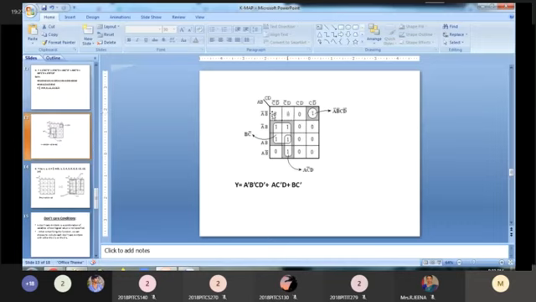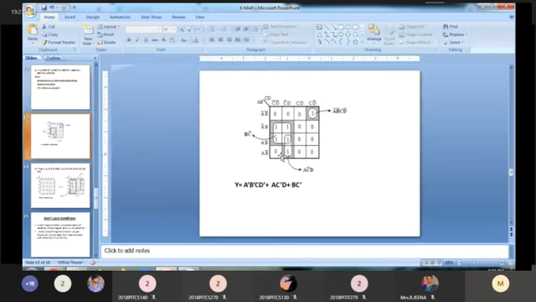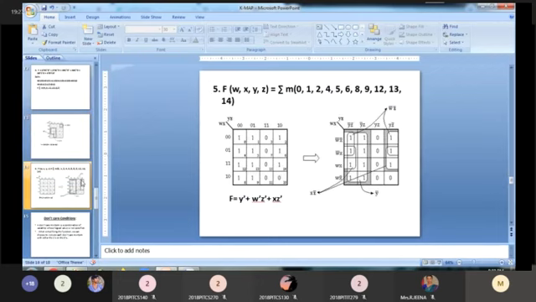Okay. So what is the answer? Just write the values for these variables for this value. Okay. A bar, B bar, C, D bar. Okay. So your answer is A bar, B bar, C, D bar, A, C bar, D plus B, C bar. Okay. I will understand. Okay. Next one. Next also.